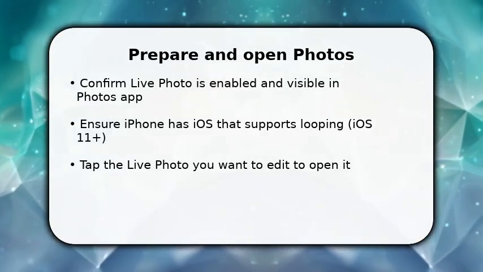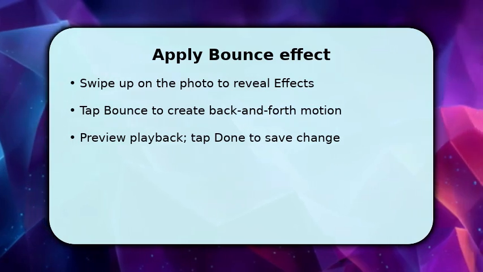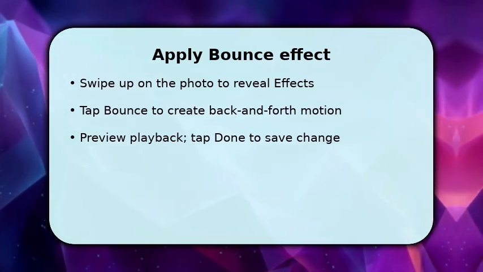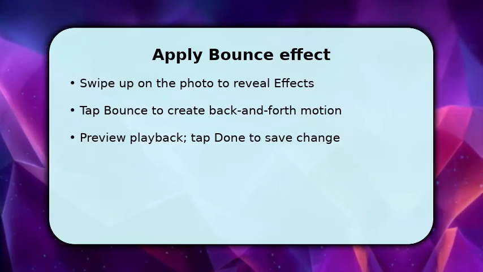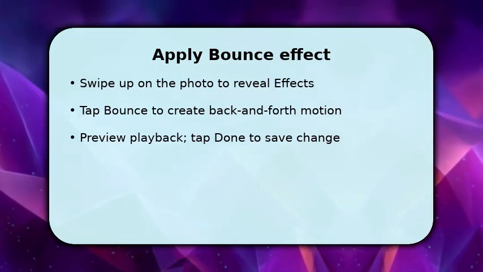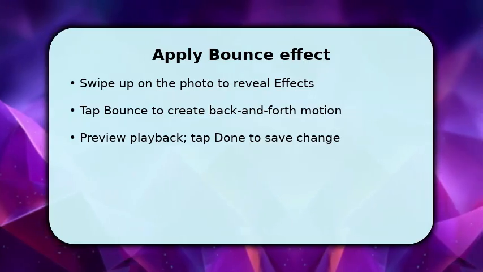Now you'll apply the bounce effect so the photo plays forward then reverses smoothly. Tap bounce. The Photos app generates a looping sequence automatically by reversing frames to create that signature rebound. Make sure to watch the preview twice so you can judge timing and motion. If the start or end frames look abrupt, choose loop instead or edit the live photo's key photo before reapplying.